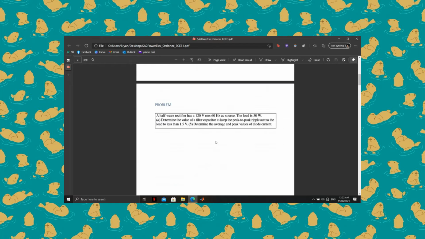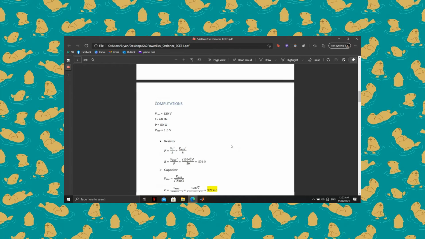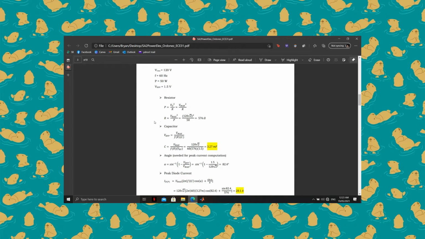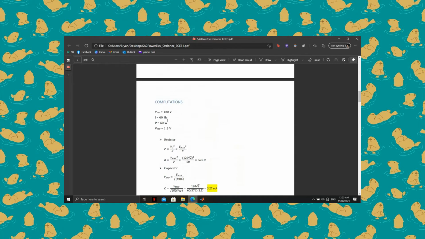So the problem is, a half-wave rectifier has a 120 VRMS, 60 Hz AC source. The load is 50 watts. Determine the value of a filter capacitor to keep the peak-to-peak ripple across the load to less than 1.5 volts. Determine the average and peak values of the diode current. Initially, we need to determine the values of our resistor and our capacitor. The values are gained through our computation section of the paper.